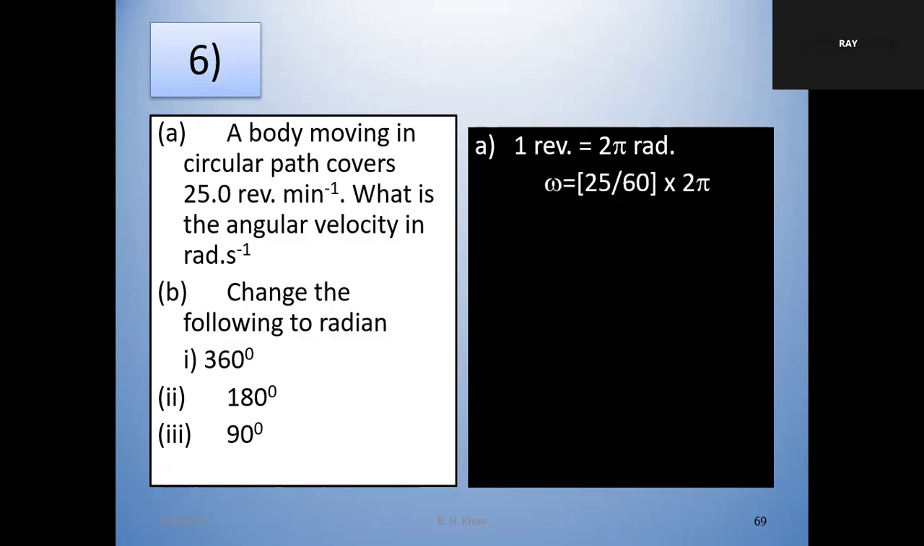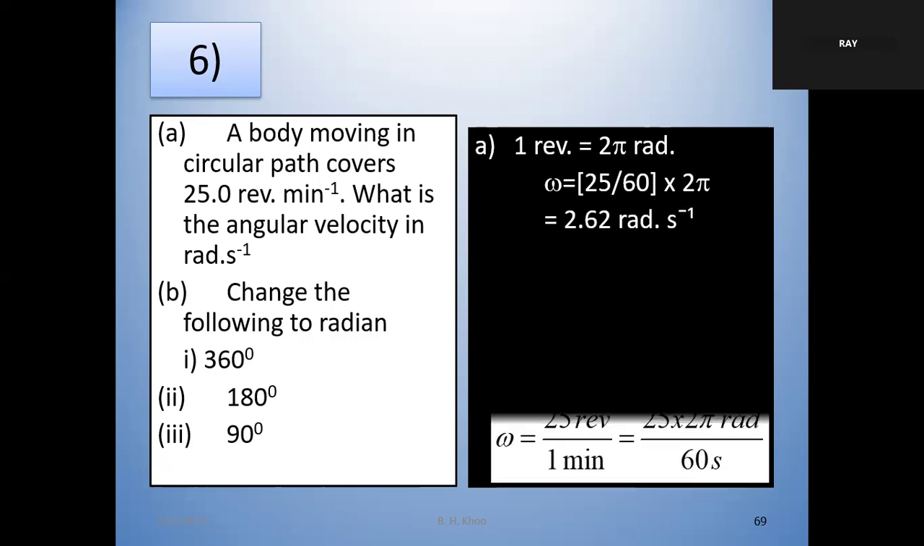So omega is 25 per minute. You change to seconds, 60 seconds, times 2 pi. That's how you write 25 revolutions per minute. Revolution, you change it to 2 pi radian. 1 minute is 60 seconds, so you get radian per second.